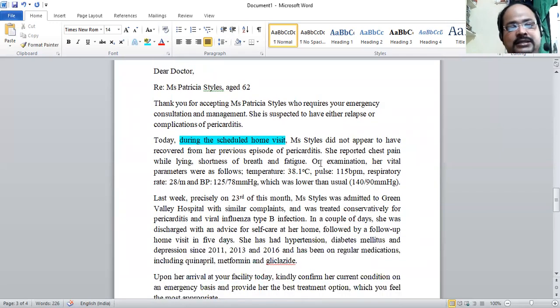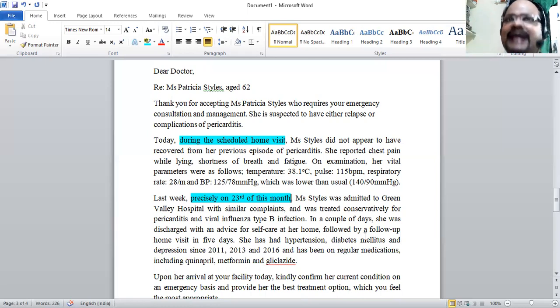Last week, precisely on the 23rd of this month, Miss Stiles was admitted to Green Valley Hospital with similar complaints and was treated conservatively for pericarditis and viral influenza type B infection. So she was admitted, she has a history of pericarditis, and a history of viral influenza infection. So we have informed the consultant that she had some sort of infection. In a couple of days, she was discharged with advice for self-care at home, followed by a follow-up home visit in 5 days.